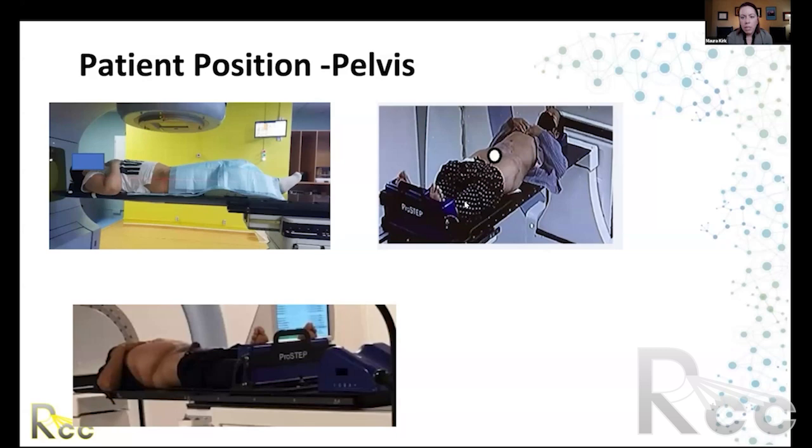Here's another example of a patient who does not have support under their knees, but has a device. And again, this patient has a device that will keep their feet at the same angle and with the same separation. And so that helps with the rotation of the hips and the positioning of the pelvis. And then you'll notice these patients all have their pants pulled down below where we're treating. That can be critical because when you have pants with elastic and different thicknesses, it can really distort the soft tissue around the pelvis.